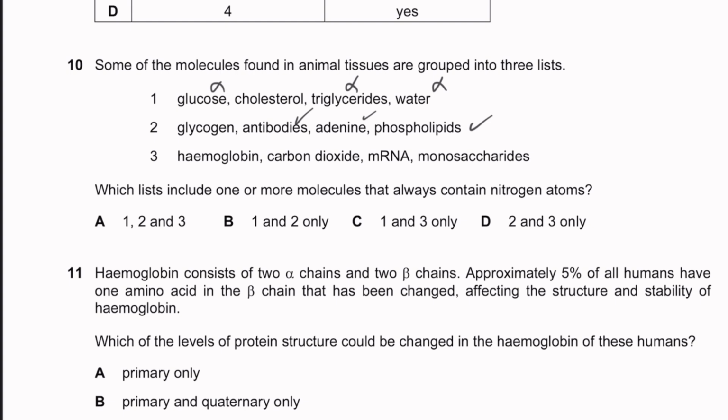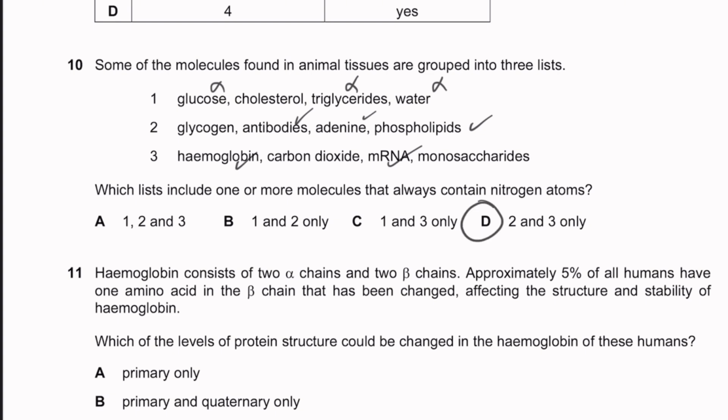Hemoglobin, carbon dioxide, mRNA, and monosaccharides. Hemoglobin and mRNA contain nitrogen because hemoglobin is a protein and mRNA is formed of nucleotides which have nitrogenous bases, and therefore 3 and 2 only.